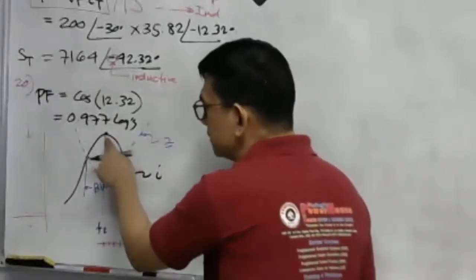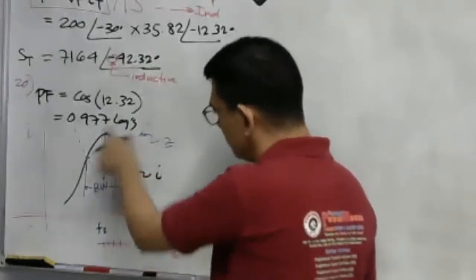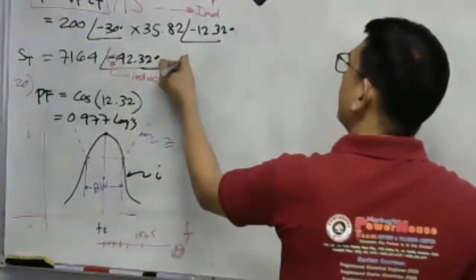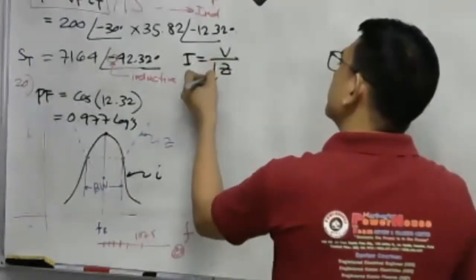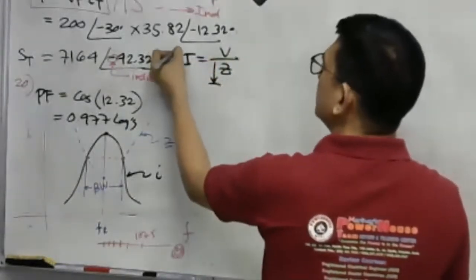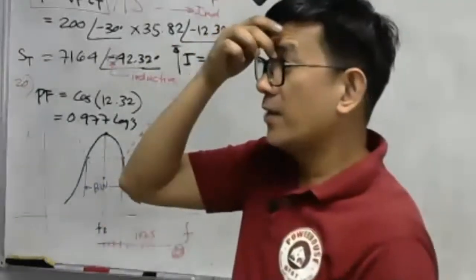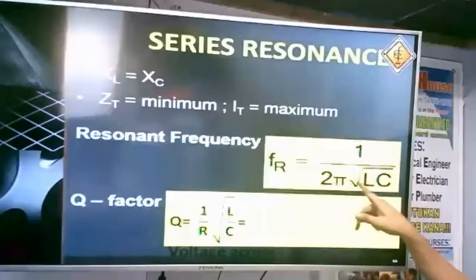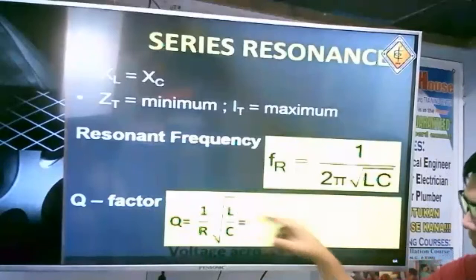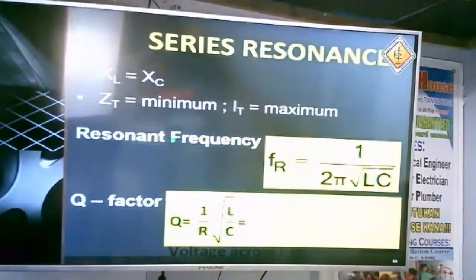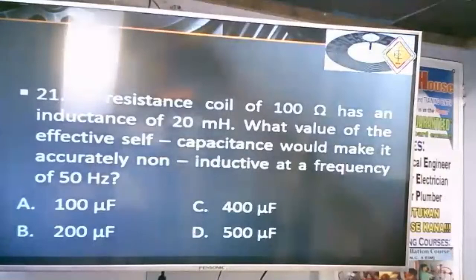So, when you reach your minimum Z, then you reach your maximum I. Minimum impedance will mean maximum current. Our current is equal to voltage over Z. If Z is minimum, our I is maximum, mathematically. Our resonant frequency is 1 over 2 pi square root of LC. The Q factor formula is 1 over R times the square root of L over C. Okay, let us solve the number 21 problem.